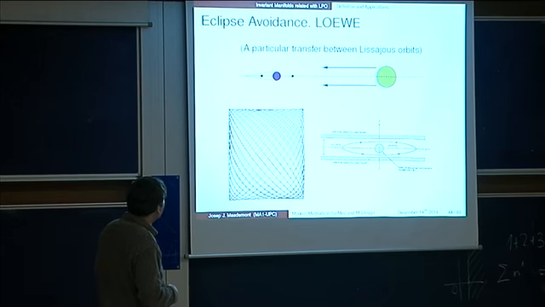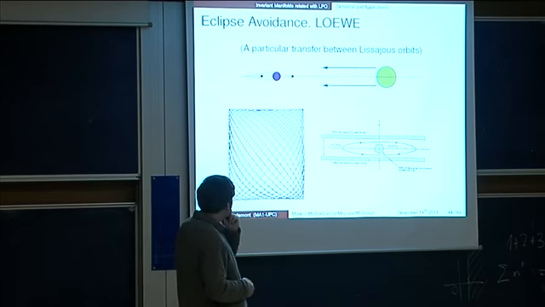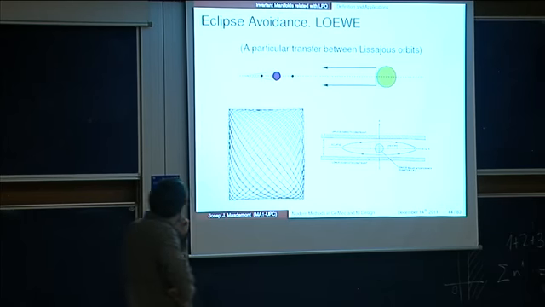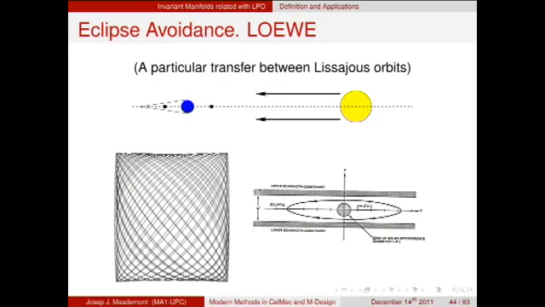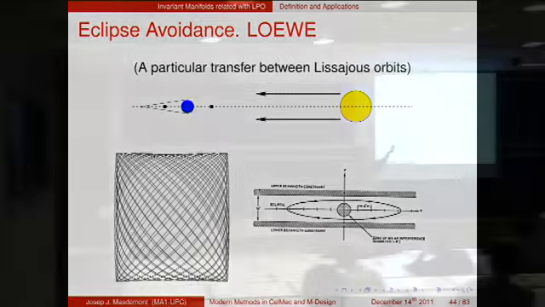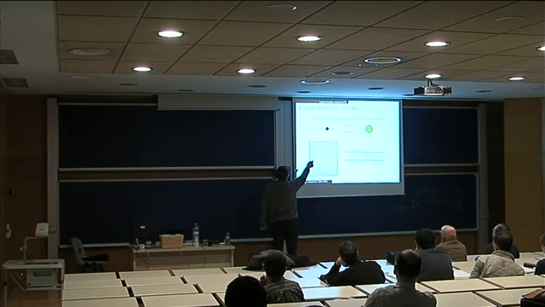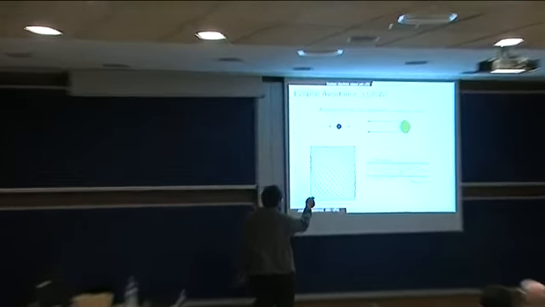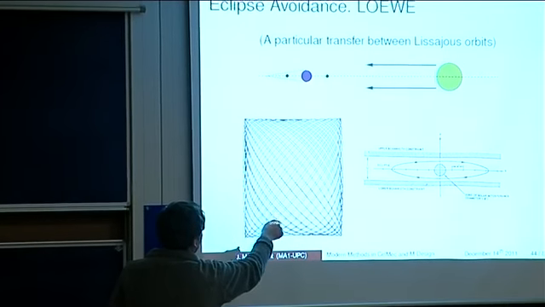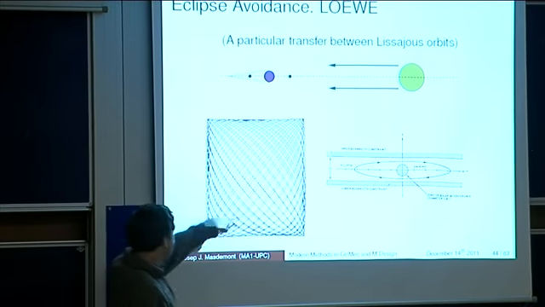Okay. Another case that can be addressed is the problem of eclipse avoidance. Here we have a representation of the Sun, and this is the Earth, okay, and this is, say, L1. If you see the Sun from the Earth, from a Libration point orbit located in the middle of the way, you will see something like this. So the Sun will be like a disk at this place.